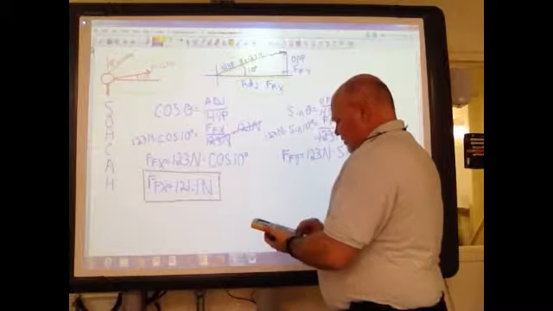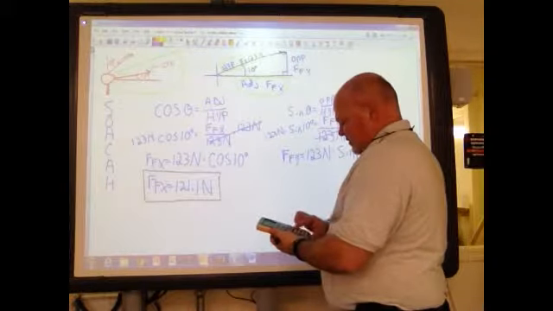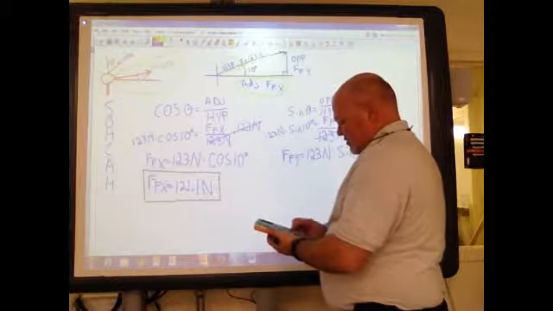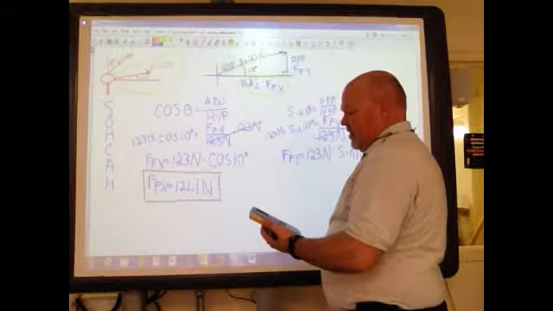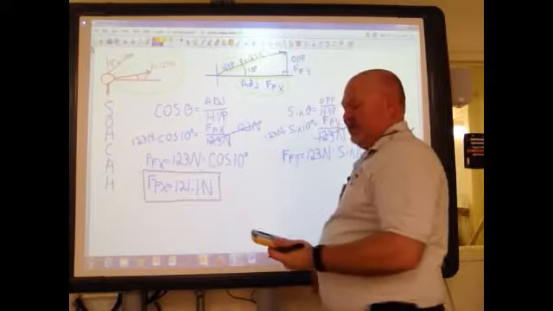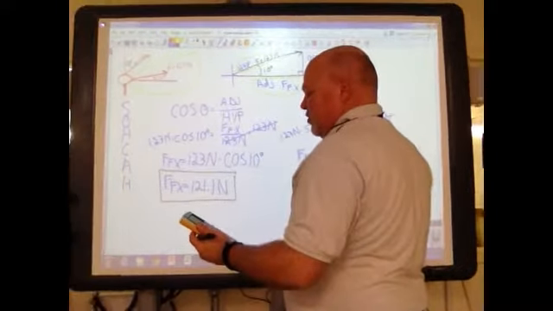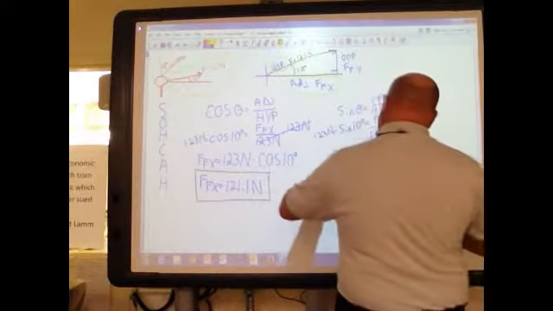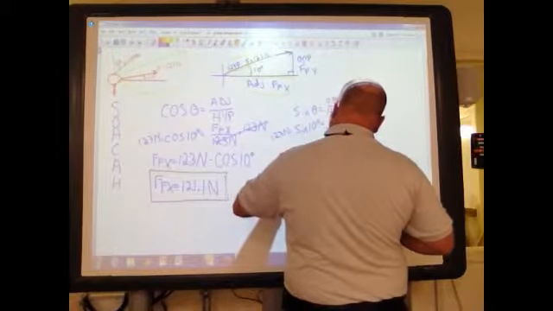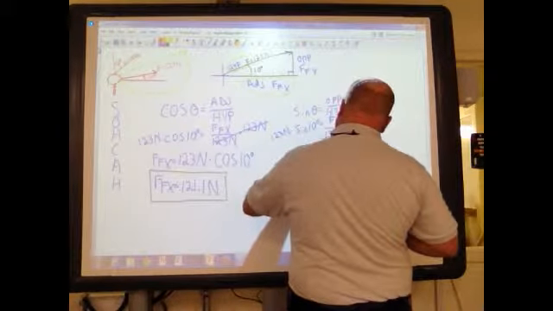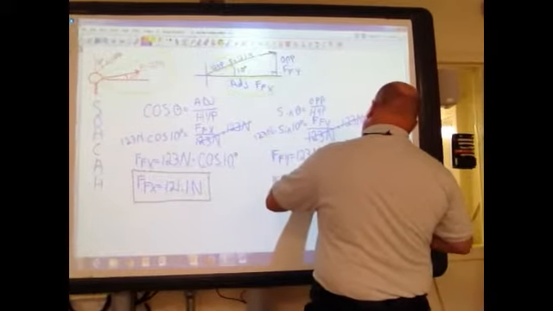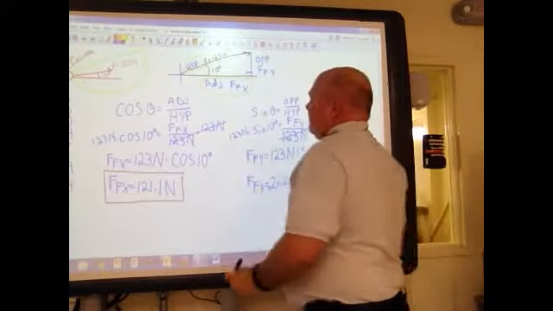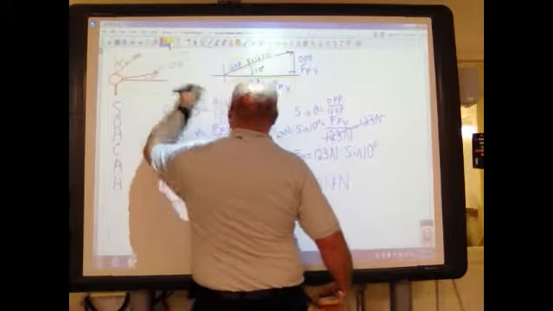Punch that in, 123 times the sine of 10, and you get 21.3587. Again, we're rounding to the closest tenth, so it's going to be 21.4 newtons. Again, box the answer so it's easy to find.